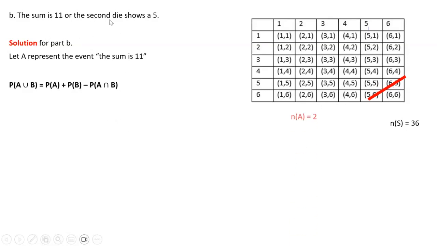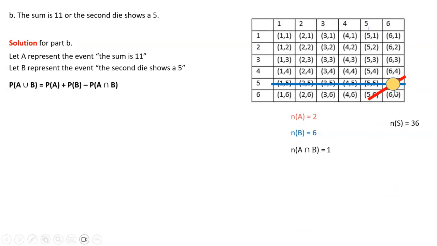Now for the second part, the second die was a 5, right? The second one's a 5, so it's going to be all these right here. Right? Because the second die is always a 5 all the way across. So it's 1, 2, 3, 4, 5, 6. Now let's put the intersection. Where do they intersect? Right about there. So it's going to be 1.